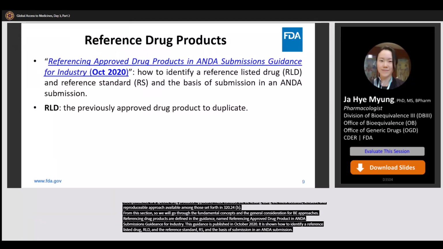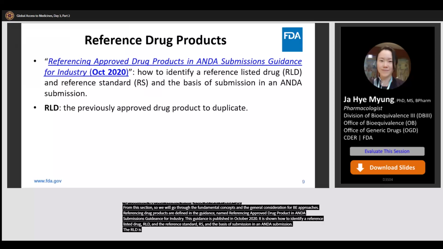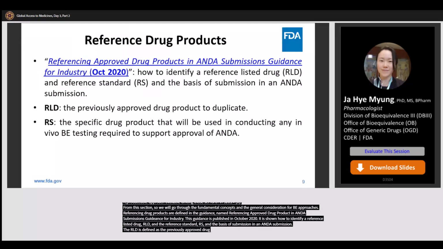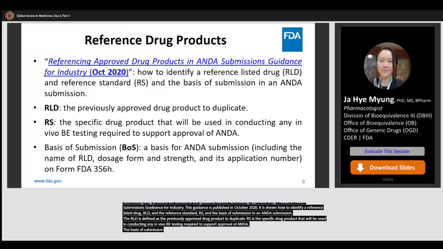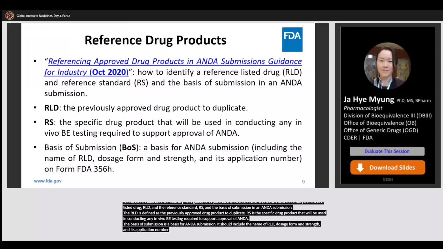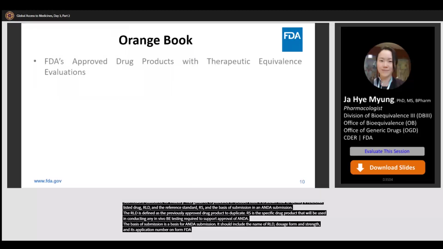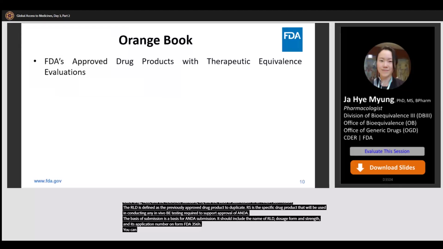The RLD is defined as the previously approved drug product to duplicate. The RS is the specific drug product that will be used in conducting any in vivo BE testing required to support the approval of an ANDA. The basis of submission is the basis for the ANDA submission. It should include the name of the RLD, dosage form, and strength, and its application number on Form FDA 356h. You can search your RLD or RS products from the Orange Book.